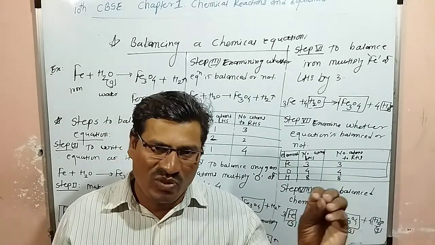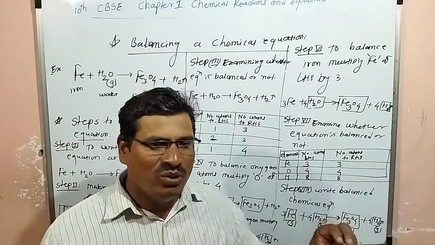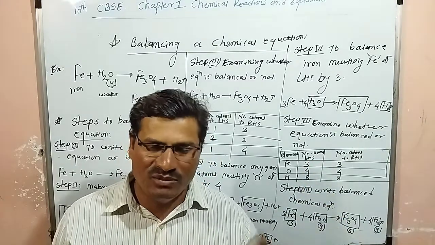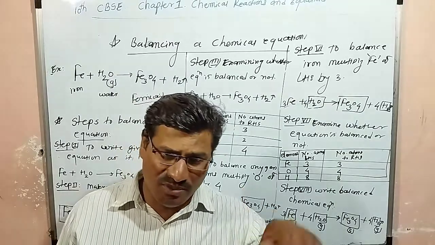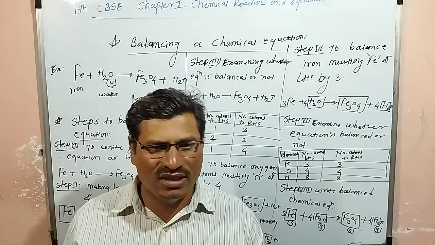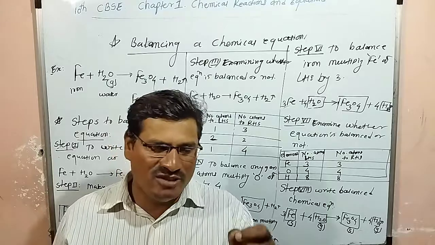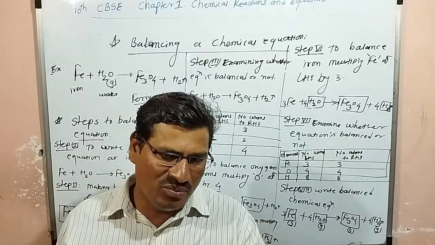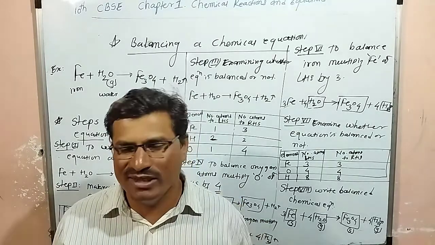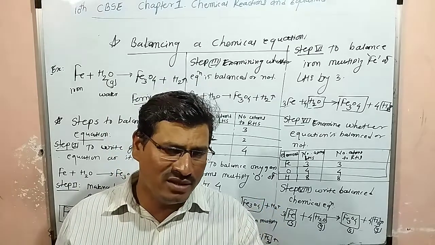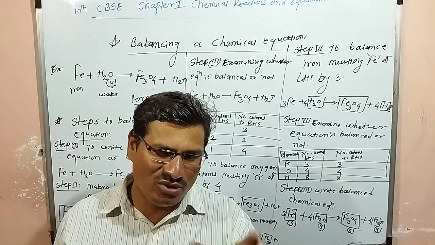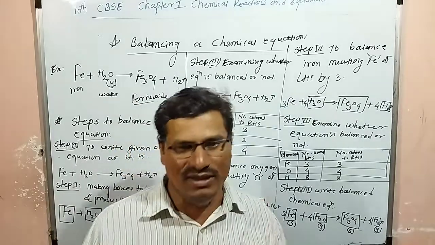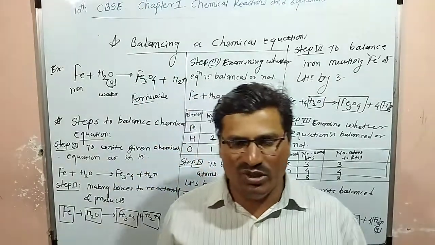So in this video we have studied balanced chemical equation and unbalanced chemical equation. Unbalanced chemical equation is also called a skeletal equation, and as per the law of conservation of mass, we have to balance that chemical equation to make the number of atoms on the reactant side equal to the number of atoms on the product side. So I hope you understood this one.